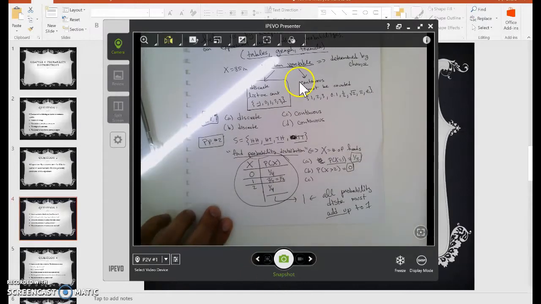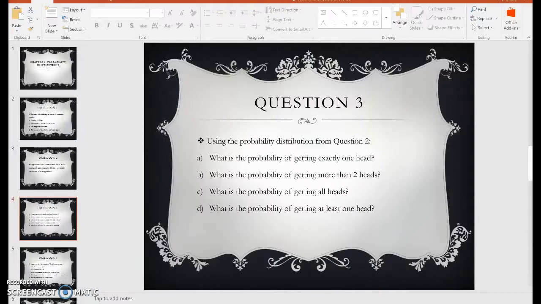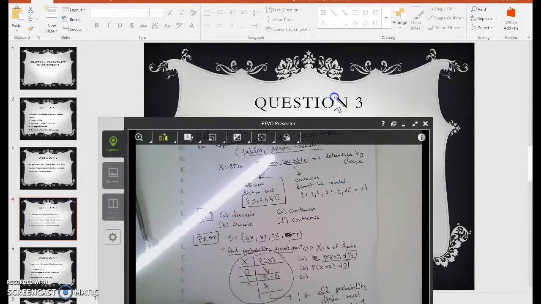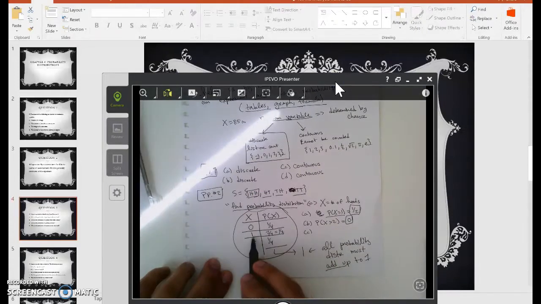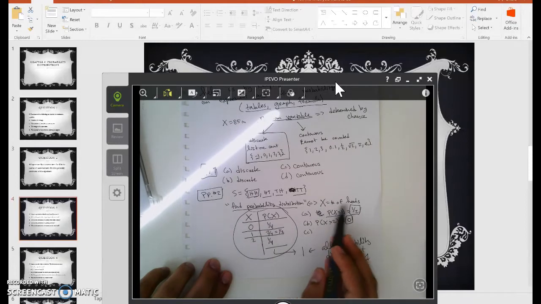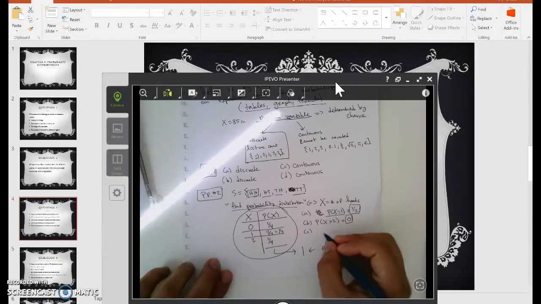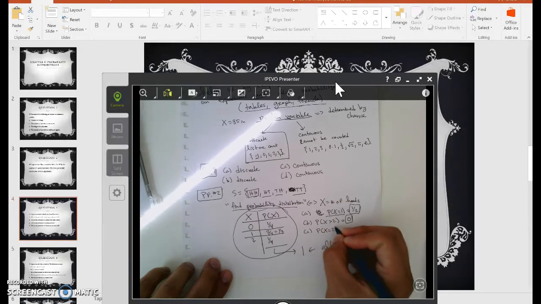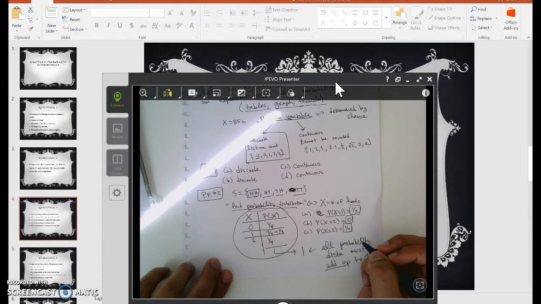Part C. Let me go ahead and move this over. Okay, so part C says, what is the probability of getting all heads? Well, if I go back to my probability distribution, probability of getting all heads is just this one, right? The maximum number of heads was just 2, right? Me getting all heads is getting exactly 2 heads, right? So probability of getting all heads, in other words, probability of X equaling 2, is equal to 1/4. Okay, that's what we get.